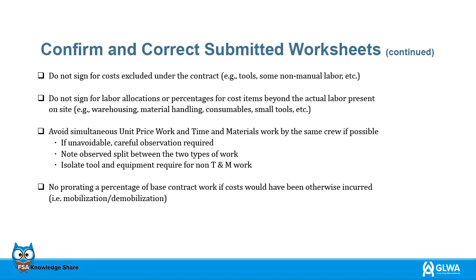Avoid simultaneous unit price work and time and materials work by the same crew if possible. If unavoidable, careful observation required. Note observed split between the two types of work. Isolate tool and equipment required for non-T&M work. No prorating a percentage of base contract work if costs would have been otherwise incurred, for example mobilization, demobilization.